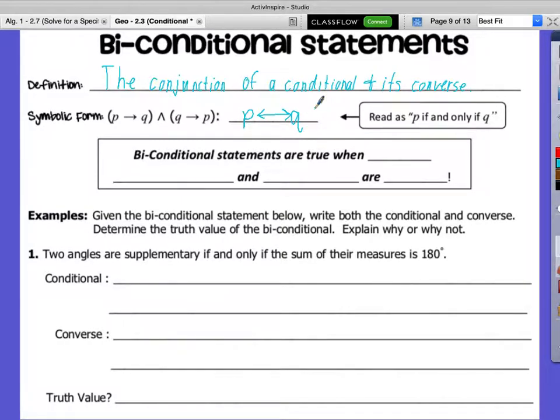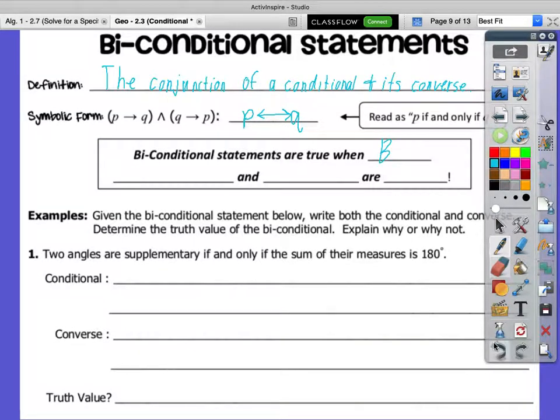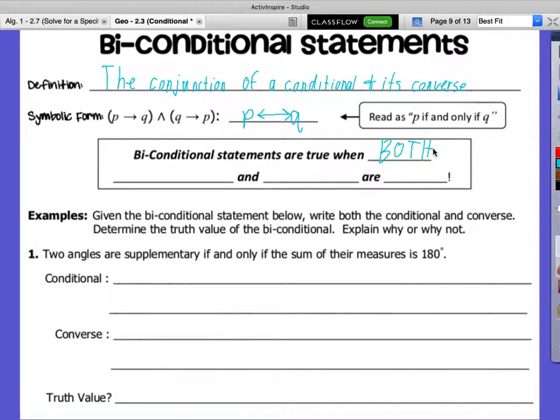Biconditionals are true when both the conditional and the converse are true. So the biconditional statements are true when both conditional and converse are true. If the conditional is true and the converse is true, then it would be a true biconditional. If even one of those is false, it wouldn't be true.